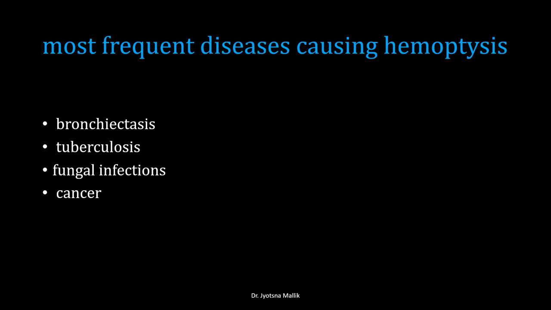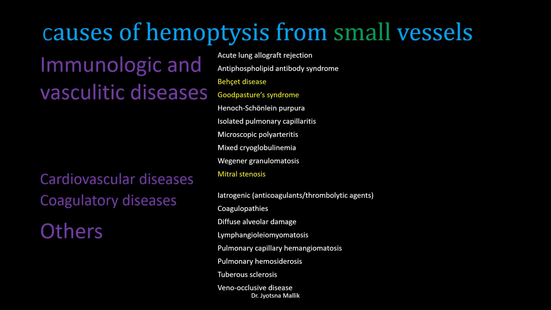What are the causes of hemoptysis? The most common causes of hemoptysis are bronchiectasis, tuberculosis, fungal infection, and cancer. We can divide the causes of hemoptysis according to the affected vessel. If the cause is a small vessel, then most likely it is because of immunological disease or vasculitis, or it could be because of cardiovascular disease or coagulopathy.